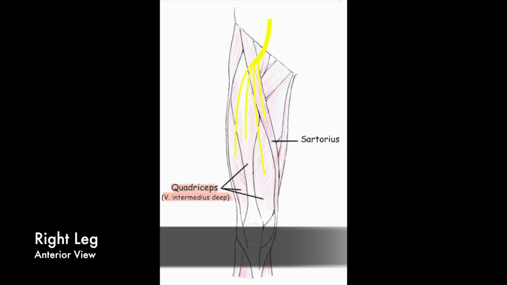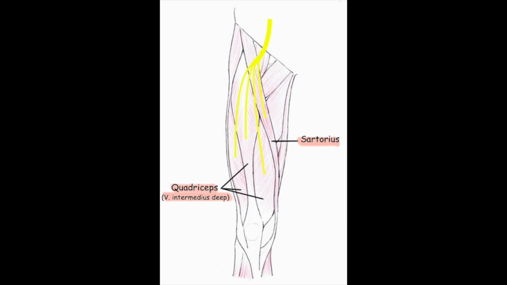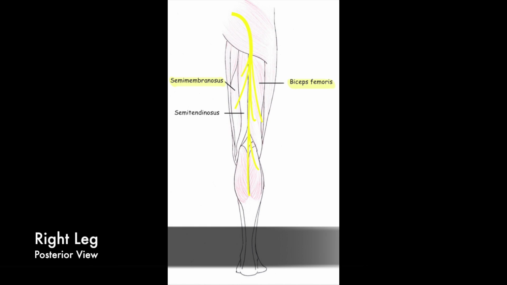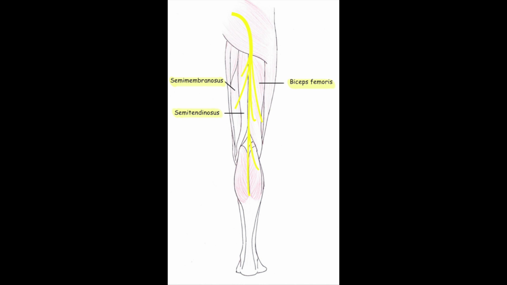The 4 quadriceps femoris muscles and sartorius are innervated by the femoral nerve. Biceps femoris, semimembranosus, and semitendinosus are innervated by the sciatic nerve. Gastrocnemius is innervated by the tibial nerve, a branch of the sciatic nerve.